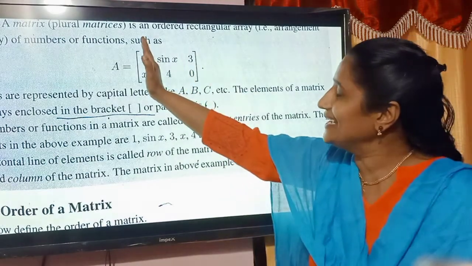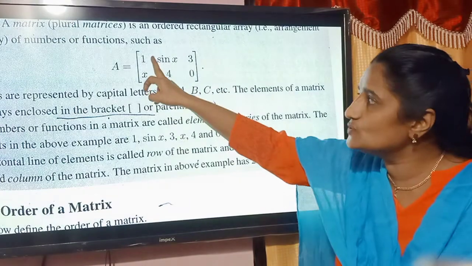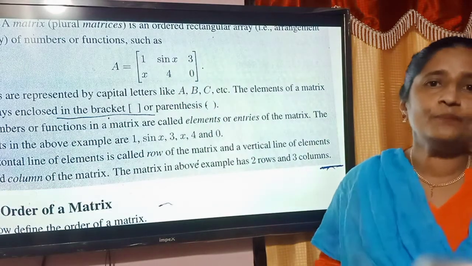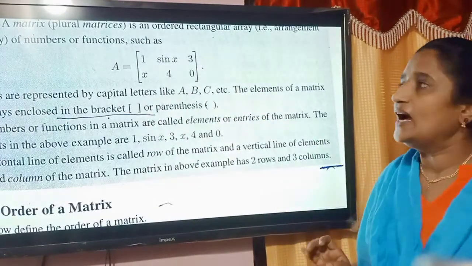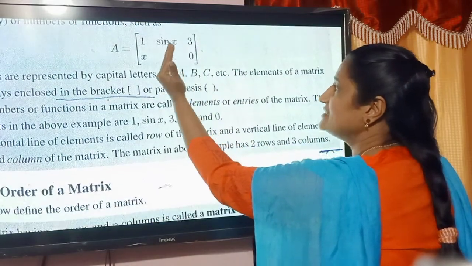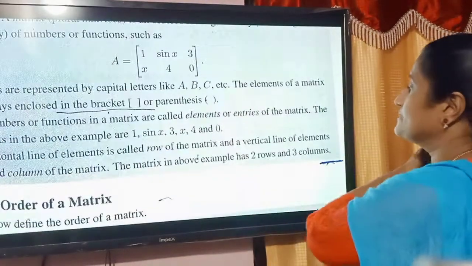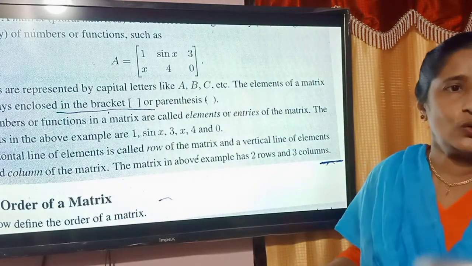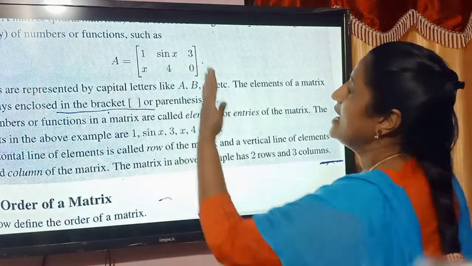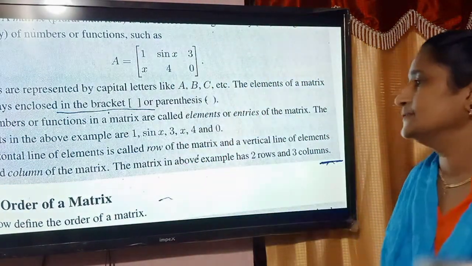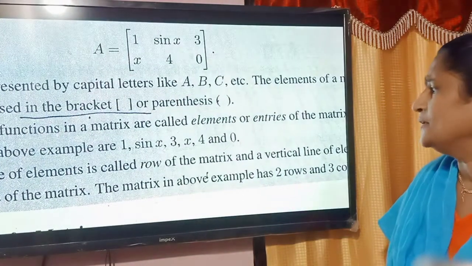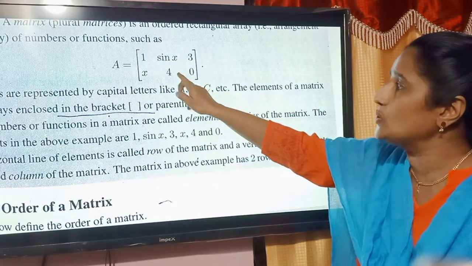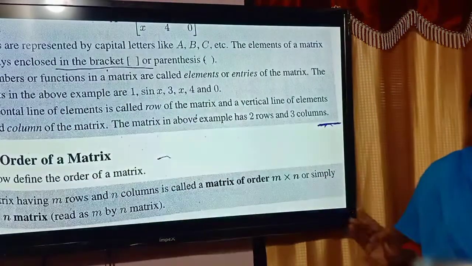And the vertical lines, what are the vertical lines? The elements of the first vertical line are 1 and x, the second vertical line is sin x and 4, and the third vertical line is 3 and 0. These are known as columns. That is, the horizontal lines are known as rows and the vertical lines are known as columns. Each is called a column of the matrix. The matrix in the above example has 2 rows and 3 columns. Okay, did you get it clear?